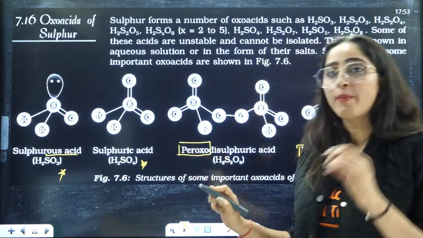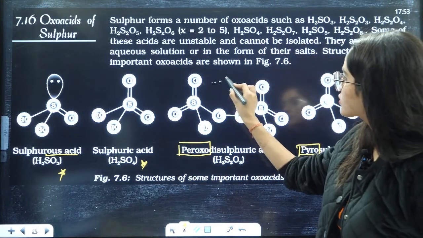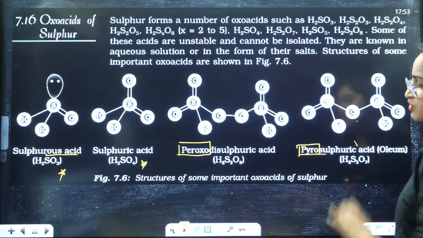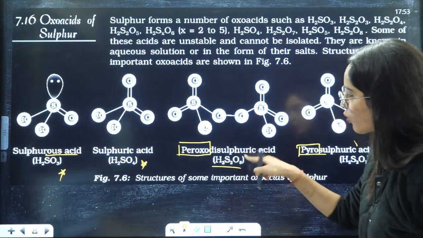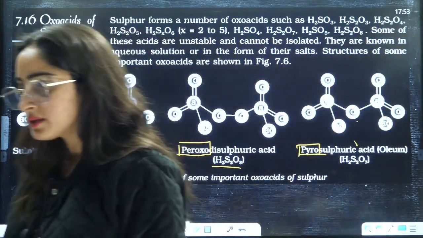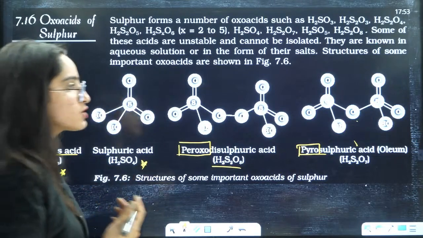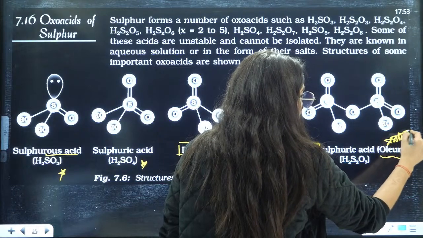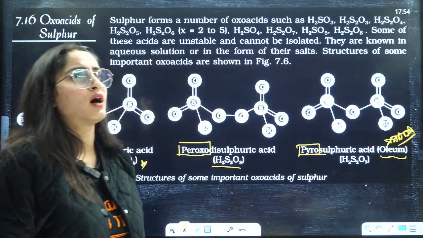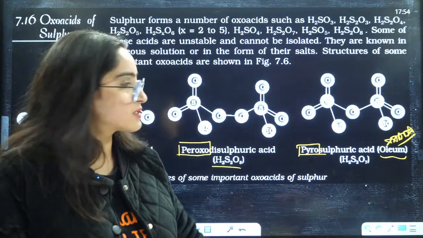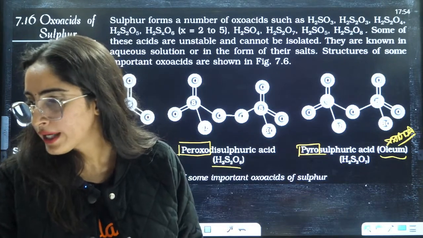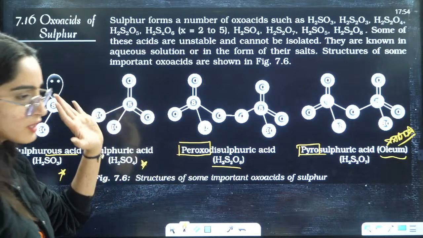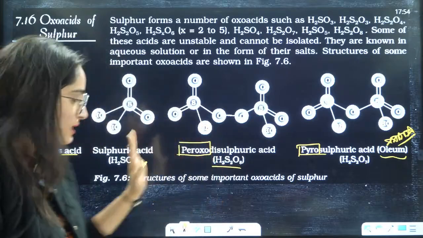Peroxo means you should have a peroxide linkage here. Peroxide linkage means this linkage. So instead of one oxygen, you have two oxygens here. That is why this is H2S2O8, right? This is oleum, a very, very important compound. This is also used in sulfonation processes, right? Any problem here? So these are the four structures and you need to know all four structures here, right?